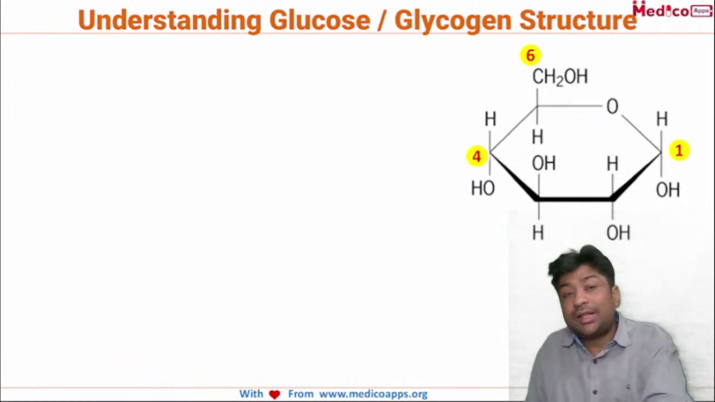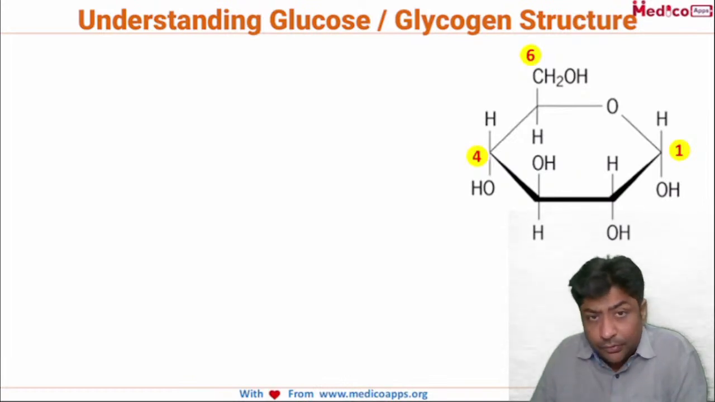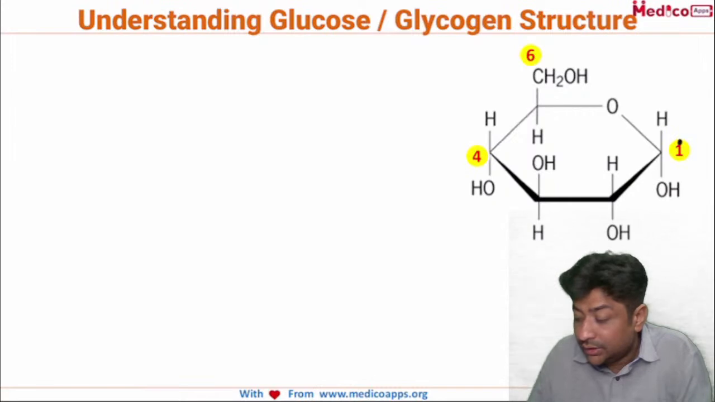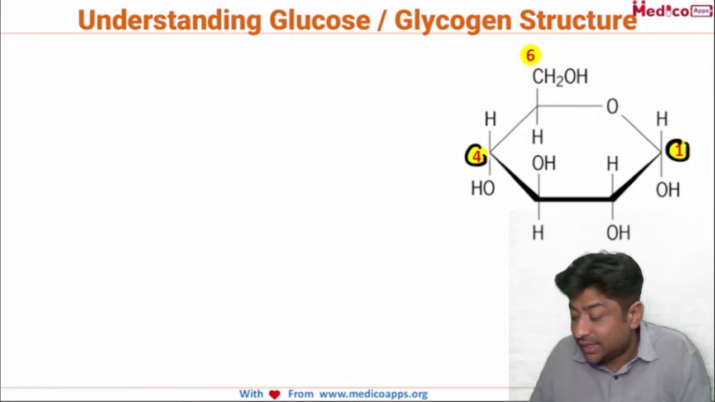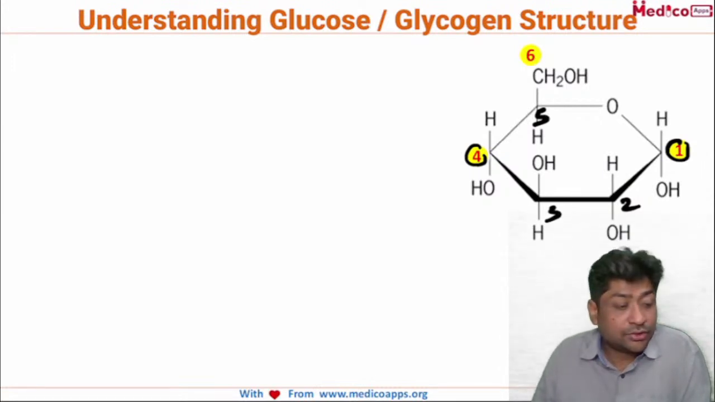So having understood that, now let's look at what is the structure of glycogen and how glycogen is formed and broken down. So this is the structure of glucose. We know this is the first carbon, this is the second carbon, third carbon, this is the fourth carbon, this is the fifth carbon, this is the sixth carbon. Everyone is clear about the structure of glucose.